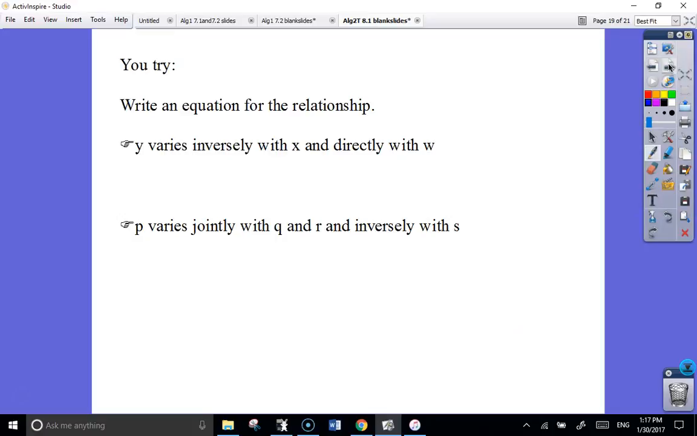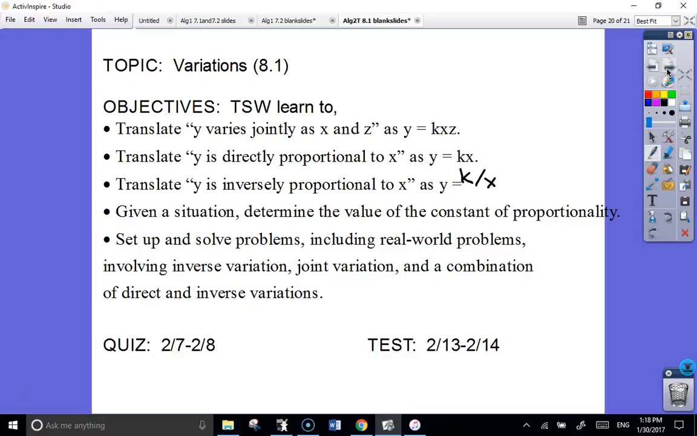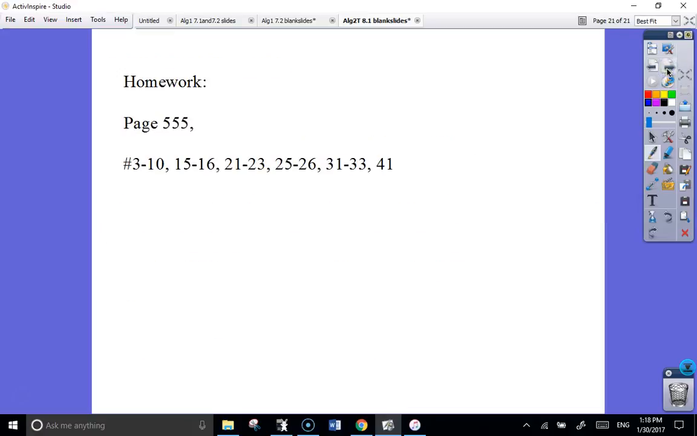All right, so write down those two. Right, so what did the first one look like? K times, no. Directly with W, inversely with X. How about this one? KQR over S. That's it. So that's it. And that's the homework.